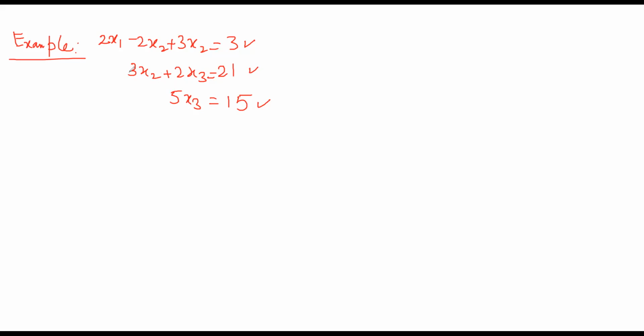And then in the second and third equations, the leading variables of the first and second equations are not present. So such a form of the equation is called the triangular form. The exact definition of the triangular form is given in the book, but in simple words, you can say that the triangular form is the one in which the leading variables are different in each equation, and the leading variable of the previous equation is not present in the next equation.